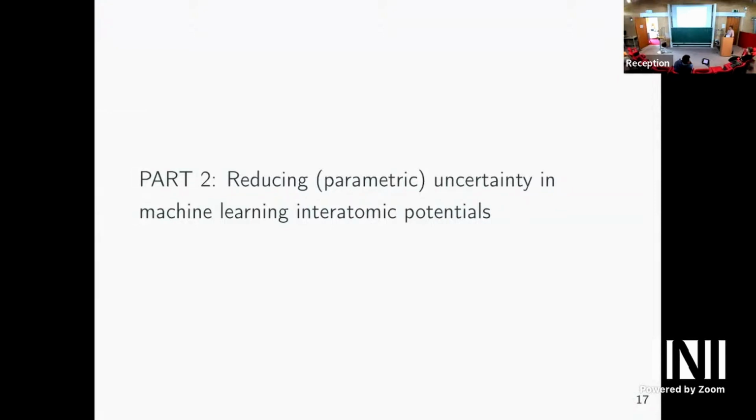As I mentioned, it's the idea that you start with some quantum mechanics data, you fit your machine learning interatomic potential, and then you would like to say something about whether your fit is good or not, and whether you can sort of analyze it in mathematical terms.